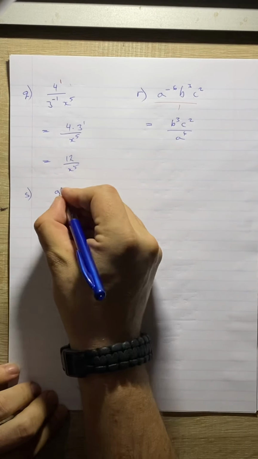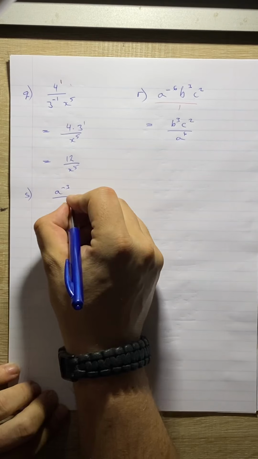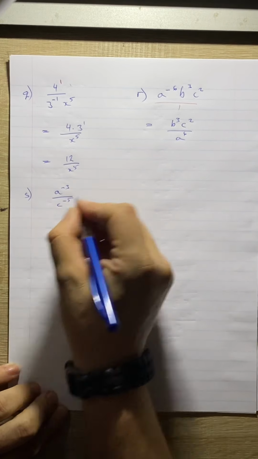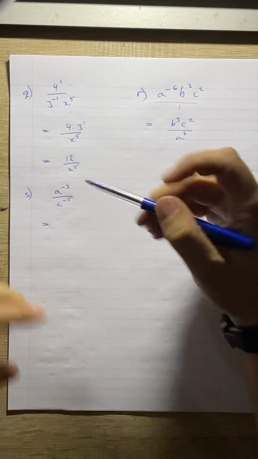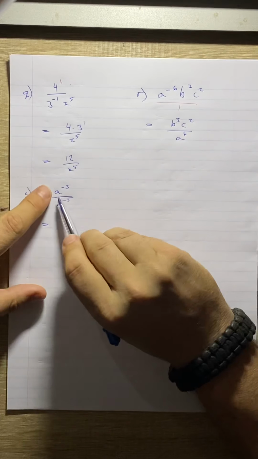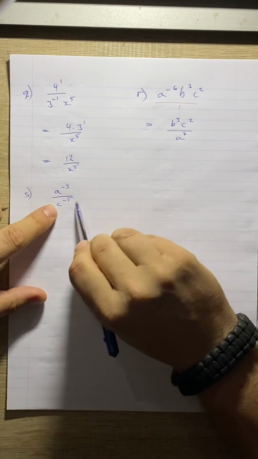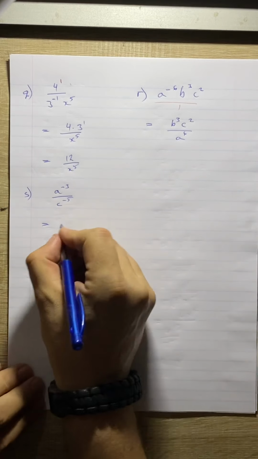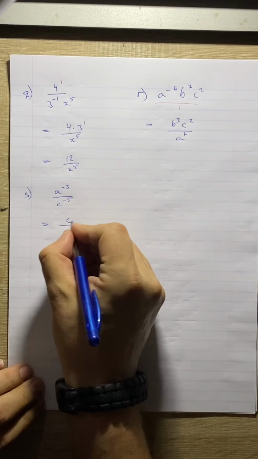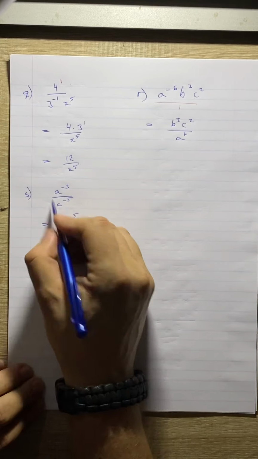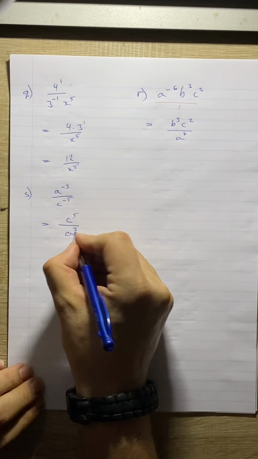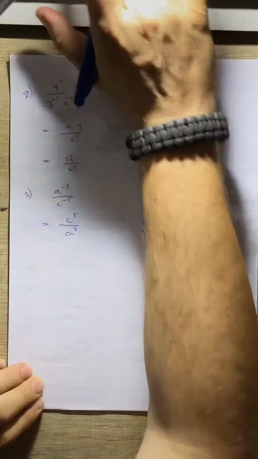Okay, question S. We've got a to the minus 3 over c to the minus 5. All right, so this one we're going to do a double thing. First of all, this a wants to be at the bottom, and this c wants to be at the top. So I'm going to move the c to the top, so it becomes c to the 5. The a wants to go to the bottom, so it's a cubed. And that's your final answer.